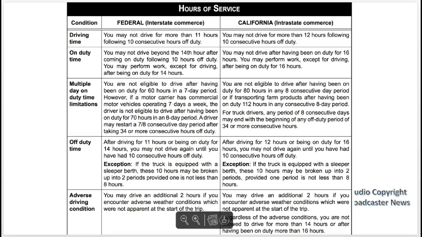Okay, if you're going out of the state, interstate commerce or federal, you may drive an additional 2 hours if you encounter weather conditions which were not apparent at the start of the trip. Now, if you're in California only, you may drive an additional 2 hours if you have encountered weather conditions which were not apparent at the start of the trip, regardless of the adverse conditions. If you are not, drive for more than 14 hours having been on duty for 16 hours.